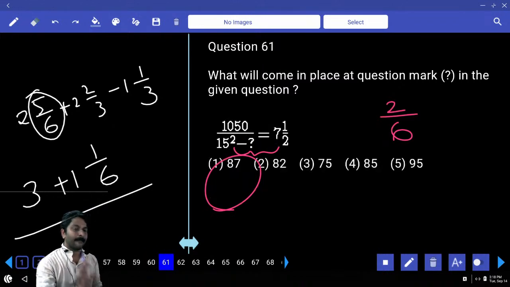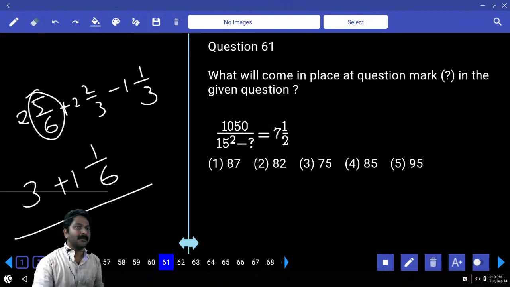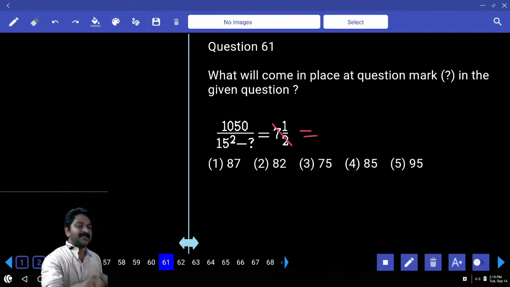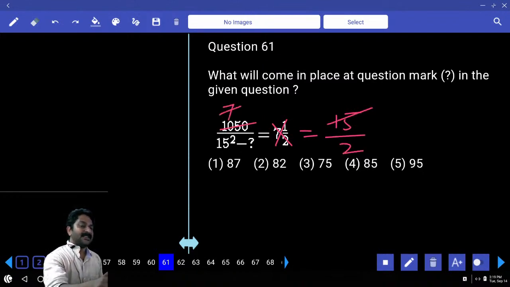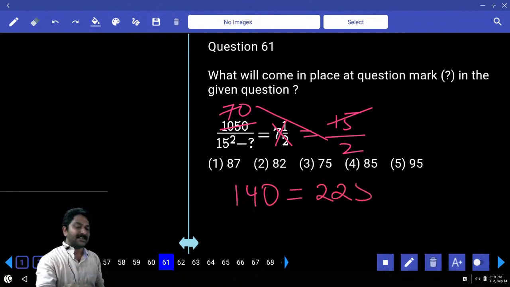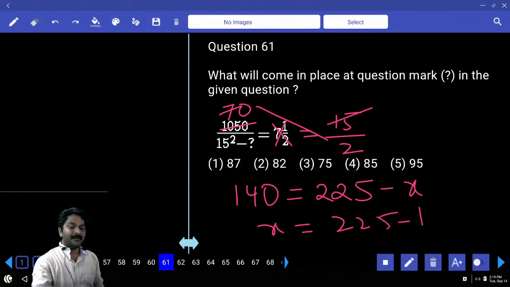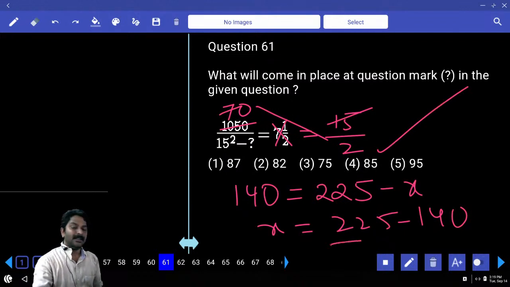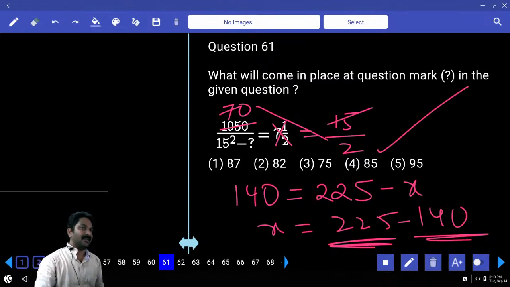Over. Right. Right hand side number 7.5, we can write it as 15 by 2. Go for cross multiplication. 70 into 2, 140 is equal to 15 square, 225 minus x. X is equal to 225 minus 140. Answer 85, fourth option. This is 25 more than 200. This is 60 less than 200. 25, 60. Sum is 85.